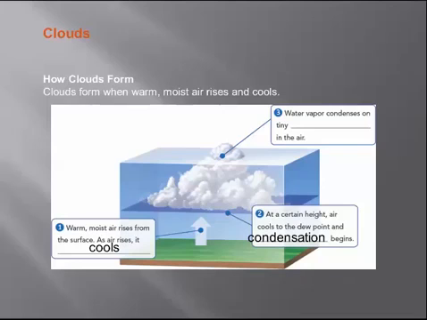If we've reached the dew point, those water molecules no longer have enough energy to flow around in their own area. So eventually, as they lose energy, they group back together, and if there are particles floating around in the atmosphere, they will stick to those particles and condensation will begin. Number 3, water vapor condenses on tiny particles in the air.